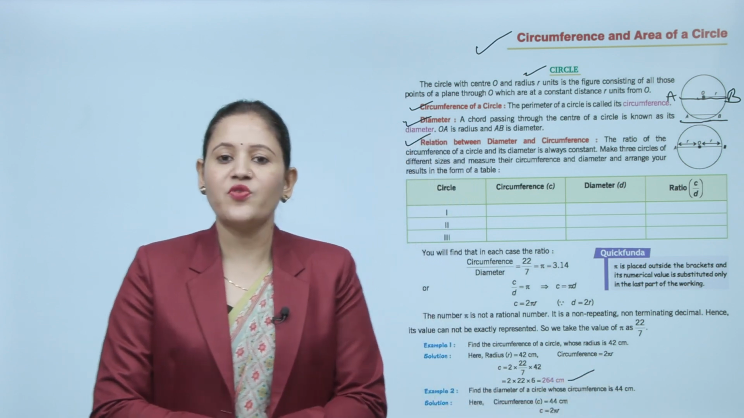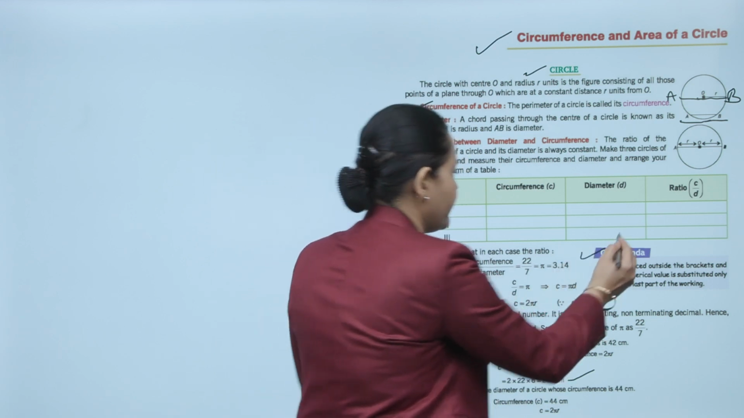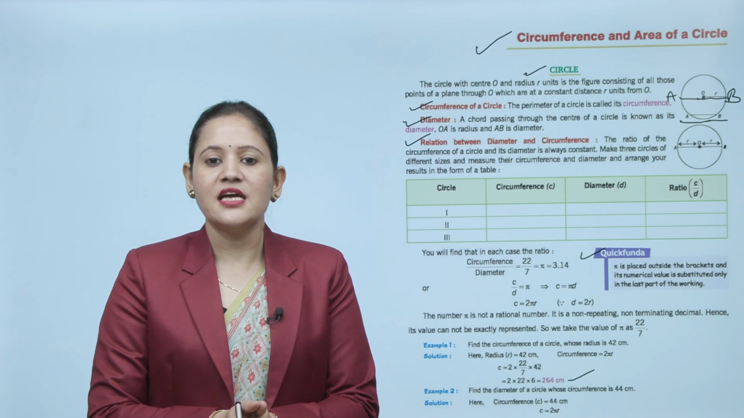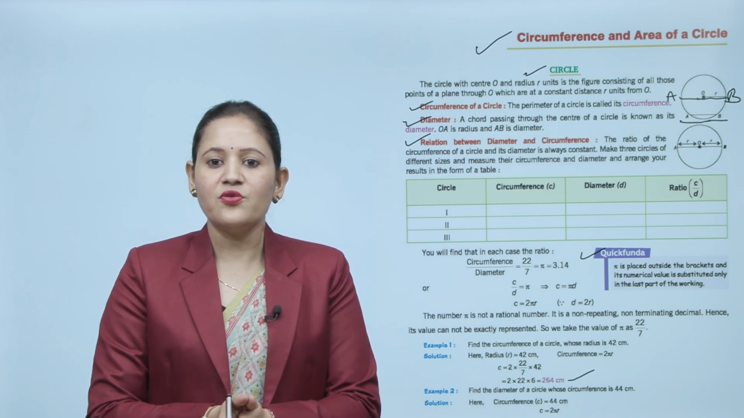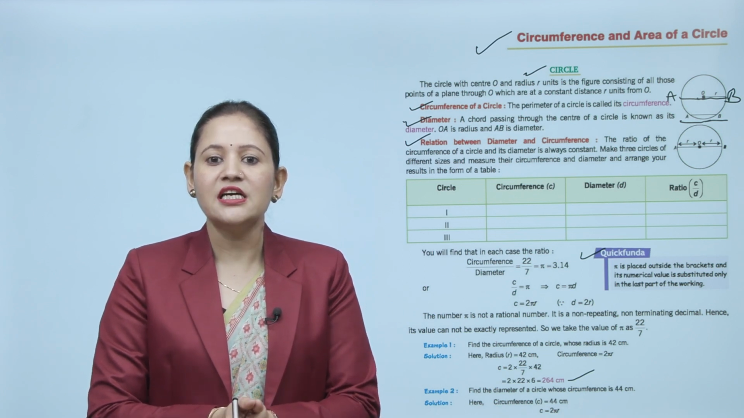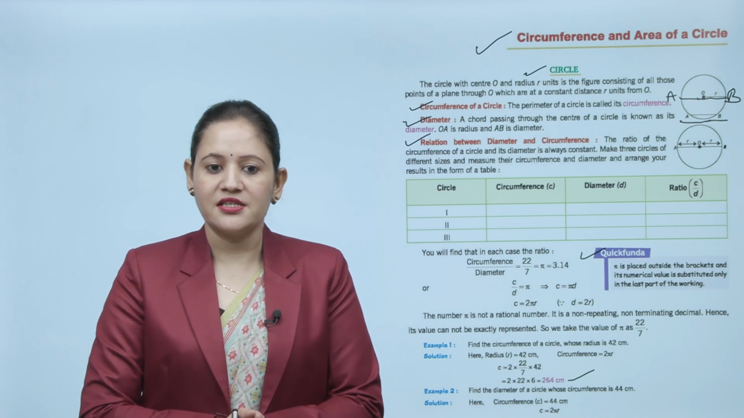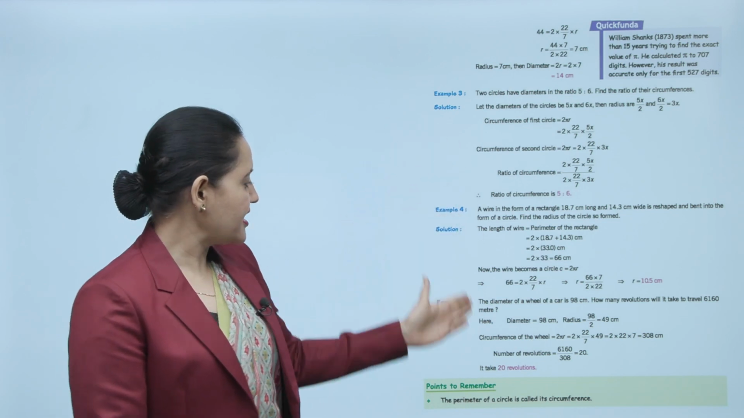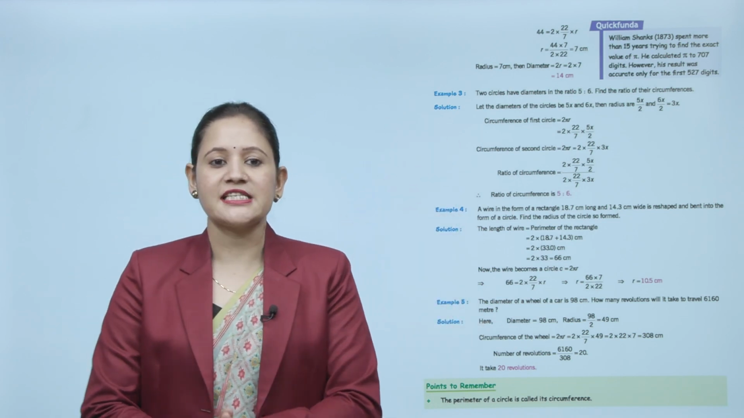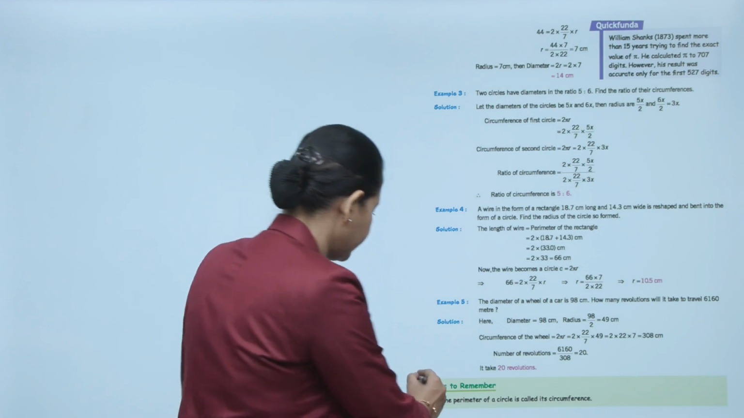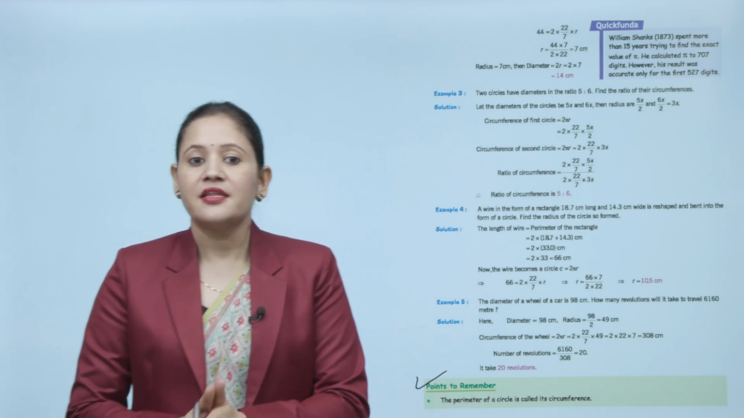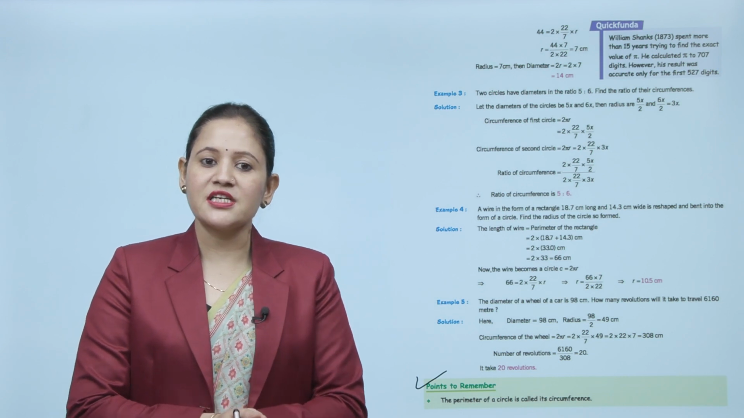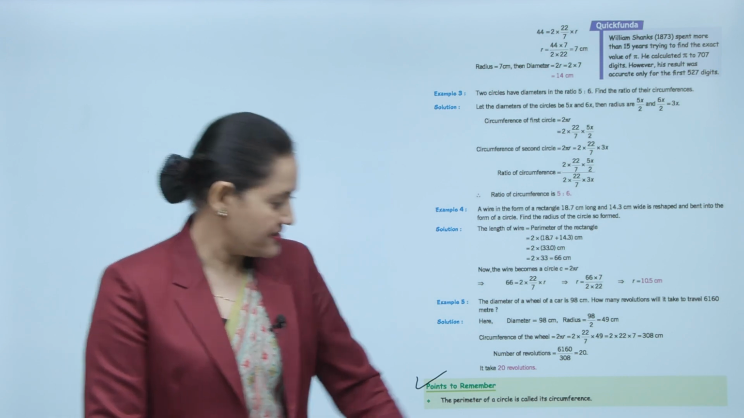Clear? Next, quick fundas. Pi is placed outside the bracket and its numerical value is substituted only in the last part of the working. Some more examples are given here. Practice it also. Next is points to remember. The perimeter of the circle is called its circumference. The perimeter of a circle, that is called its circumference.